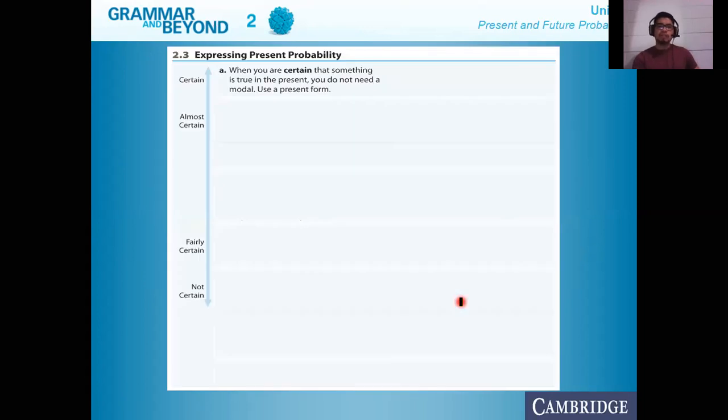Now let's focus on the uses, right? So in the uses right now, we have many different things.